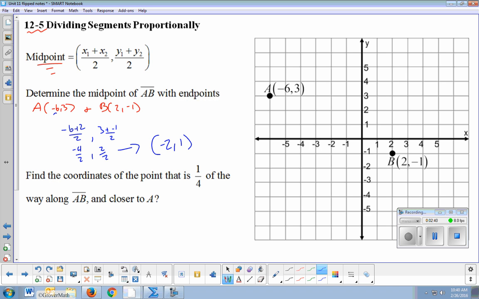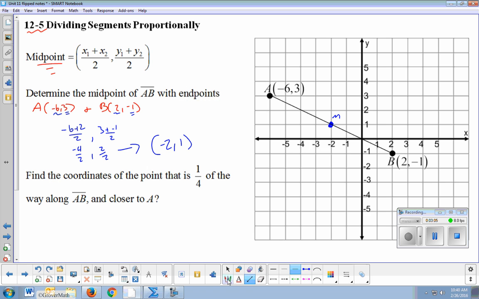And you kind of think, all right, negative 6 plus 2 is negative 4, half that's negative 2. 3 and negative 1 is 2, half that's negative 1. So the point is negative 2, 1. And graphically, it does look like it is, I'll put an M there, in the middle of the segment AB. If I draw the line connecting segment AB, which is always a good idea to do anytime you're working with two coordinates, draw the line connecting them, I can see that.